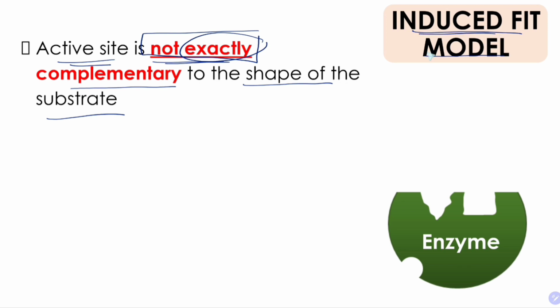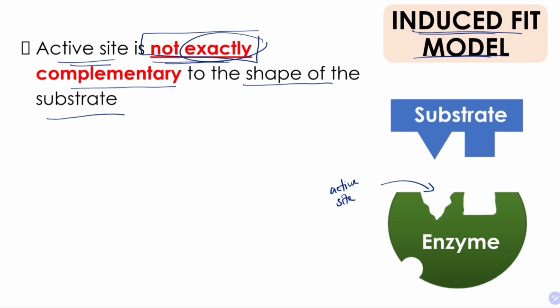So in the induced fit model, we say the active site is not exactly complementary. It means they are still complementary, just not exactly complementary with each other. Here we have an enzyme with its active site. And this is the substrate for the enzyme. Here we see the structure of the substrate is more or less like the structure of the enzyme. More or less the same. It means they are still complementary. The substrate and the enzyme are still complementary with each other.